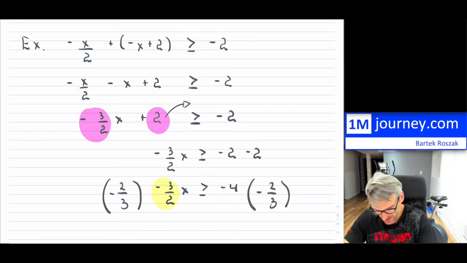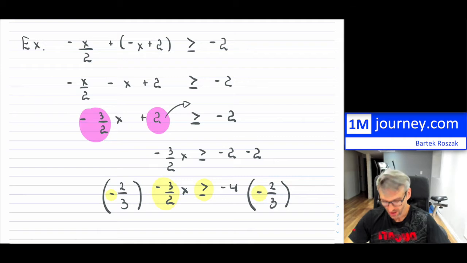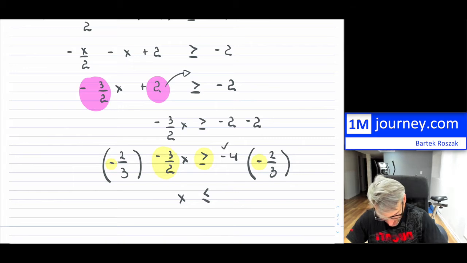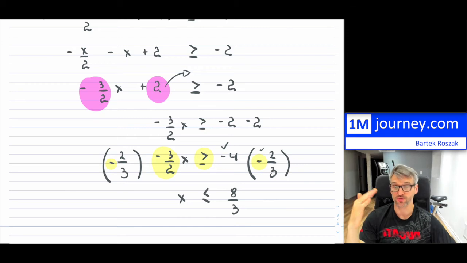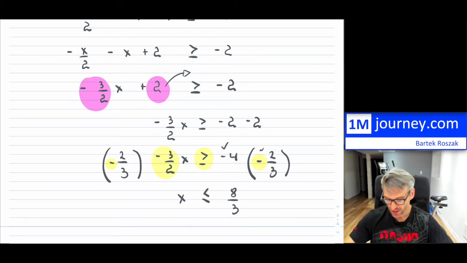Now notice, because I am doing this with a negative number, my inequality will switch. So in this case, what I'm going to get is x now becomes less than or equal to. And now this negative and negative cancel, and I'm going to get just 8 over 3. And that's my answer. Now I also want to draw this out for you, or plot it out using decimals so that you can see.